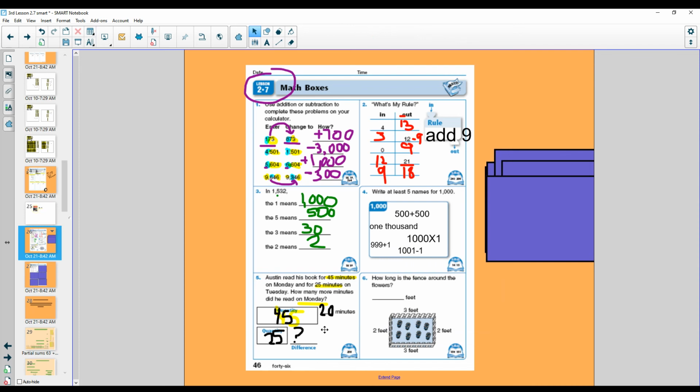All right, we're on our last one. How long is the fence around the flowers? 3, 4, 5. Which of these add up to 5? And 5 plus 5 is 10.